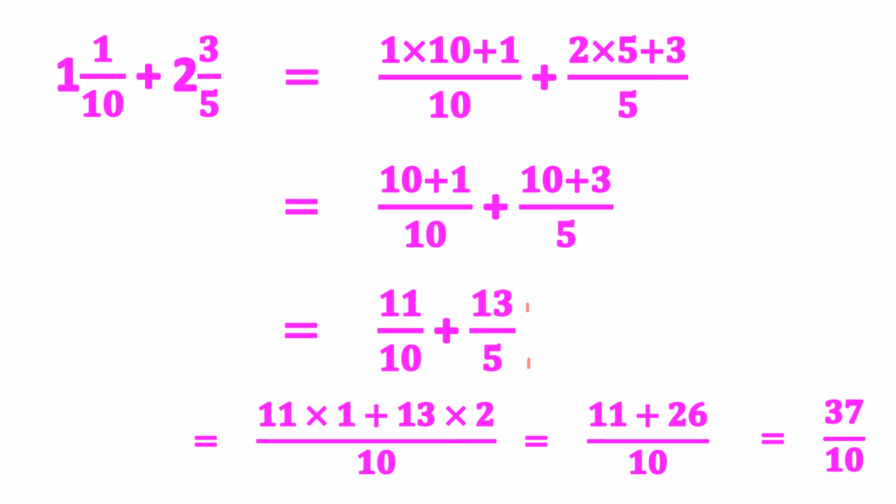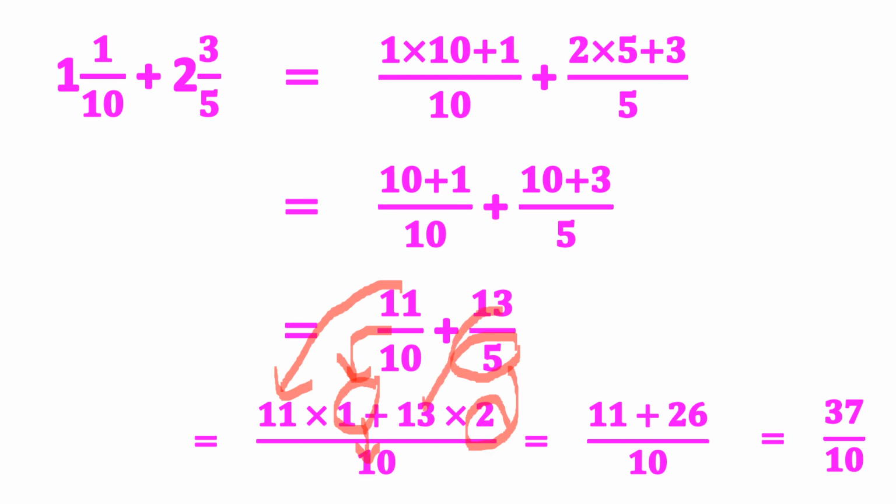So what do we do? Now I look at these denominators and find the LCM. So 10 and 5, if I find the LCM, I'll get 10, right? After that, the same procedure repeating. 10 into how much is 10? 10 into 1 is 10, right? So I write 1 here and 11 I write here. Then 5 into how much is 10? 5 into 2 is 10. So I write the 2 here. Then I put the numerator here.